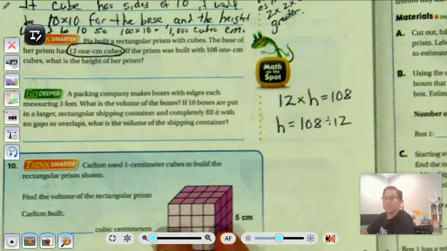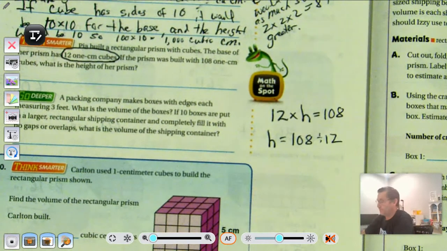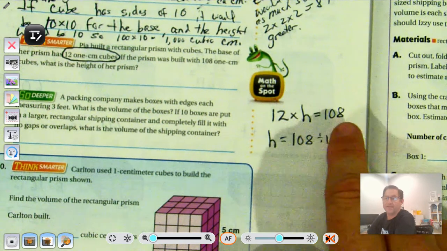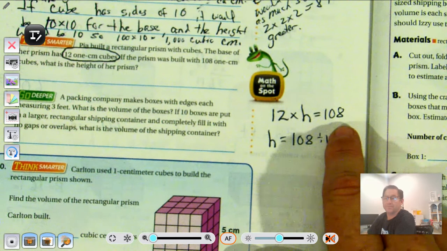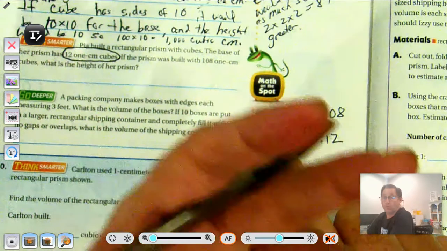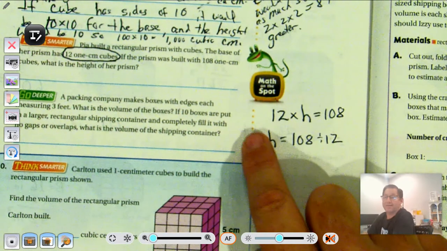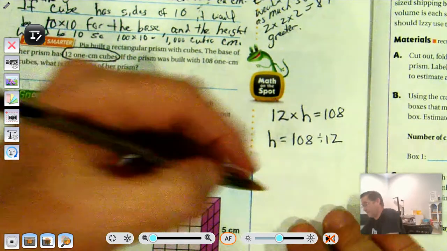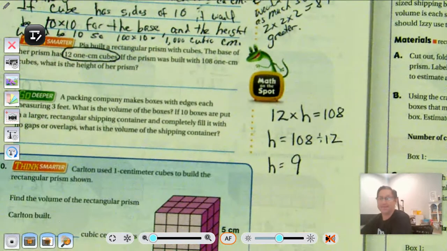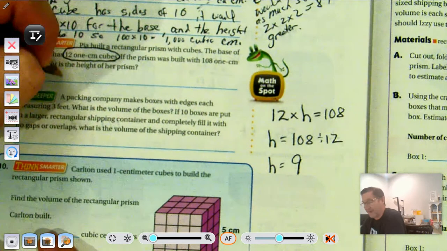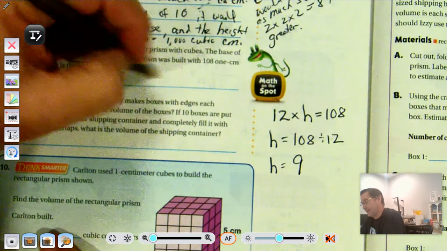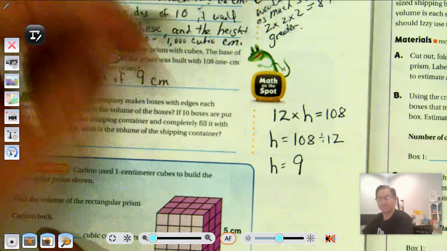Okay. Because we know that division is the opposite of multiplication, and that if 108 was my dividend, my total, and 12 was one of my factors, I can divide 108 by 12. And I know that 12 times 9 is 108. So there's a height of 9 centimeters.